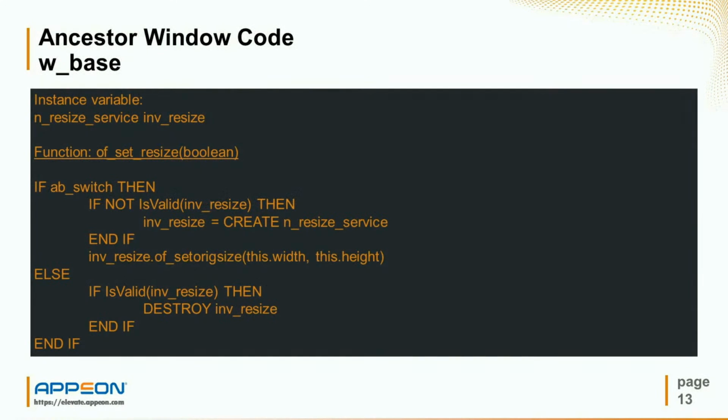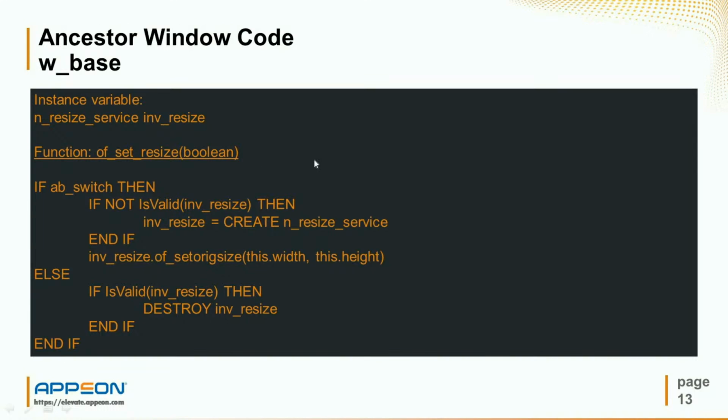Okay, so let's get into the ancestor window code. If you don't already have an ancestor window, you can create something like wbase, which will be the ancestor of the rest of the windows that you want to resize. On it, you're going to put an instance variable. I usually make it protected. You don't have to. You can make it public if you want. It's Resize Service, and inv resize is the name.